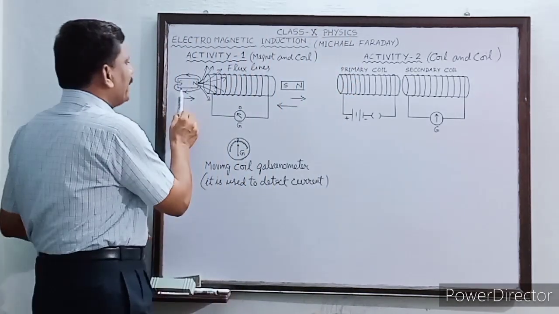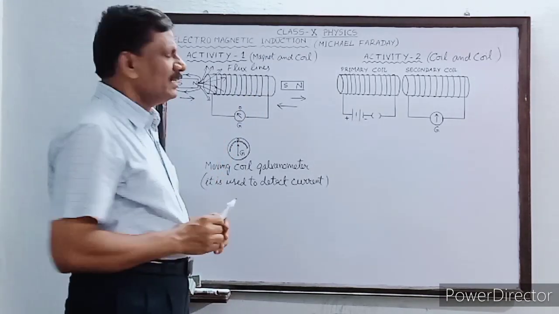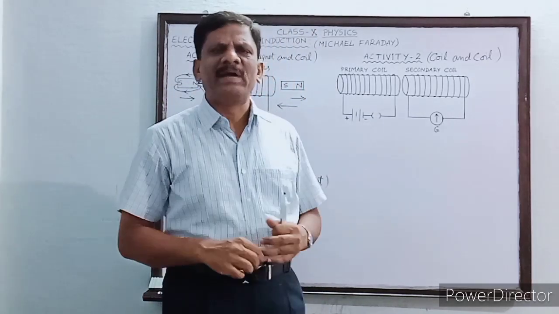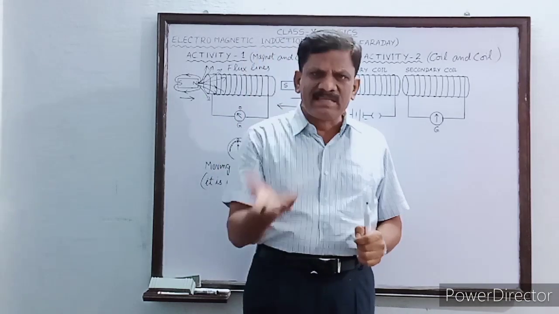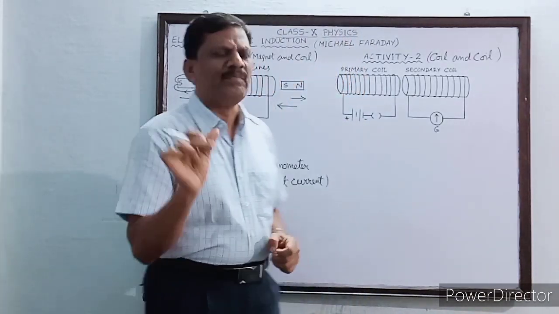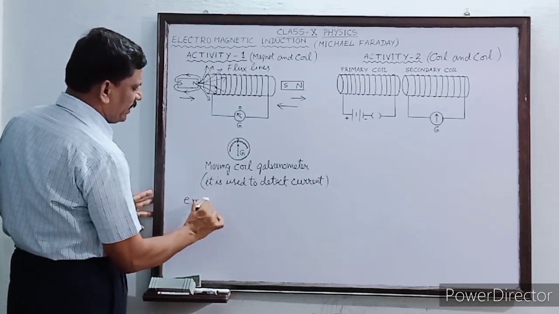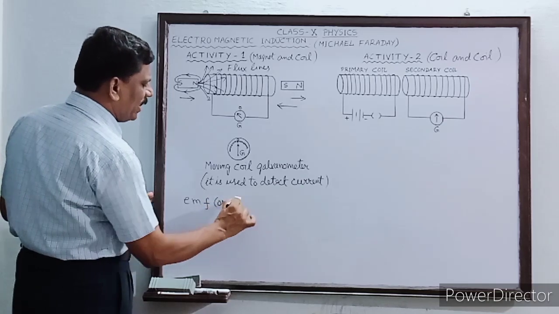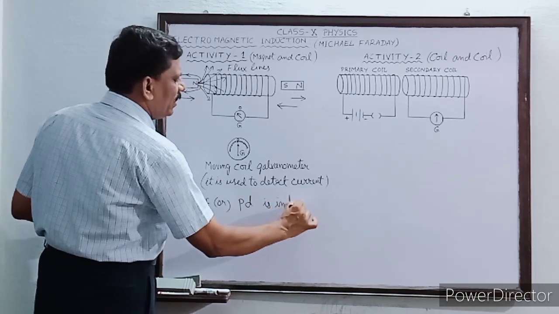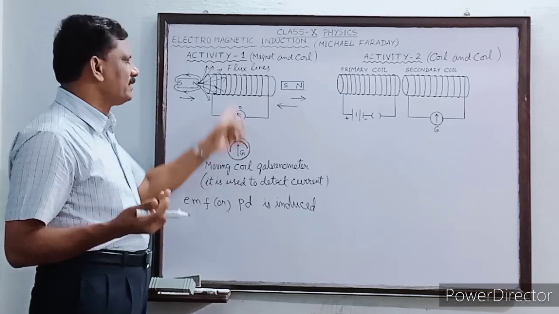So whenever the magnet is moved inside a fixed coil, there was a deflection in the galvanometer. So there is a change in the magnetic field lines. As a result of the change in the magnetic field lines, an EMF is induced. An EMF or potential difference is induced. And whenever there is an EMF in the circuit, a current will flow because it is a closed circuit.